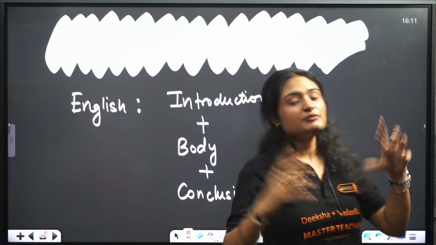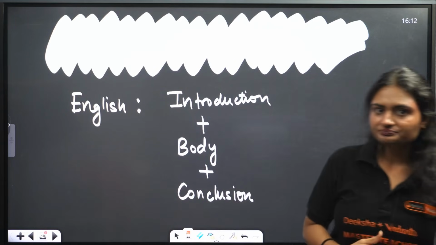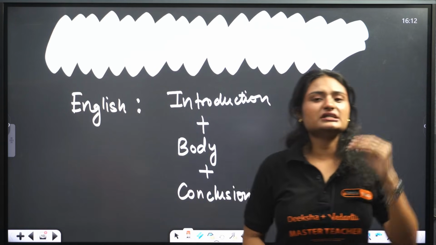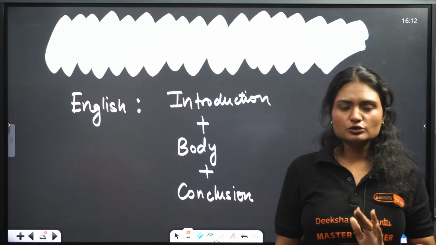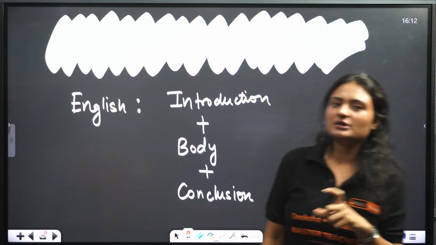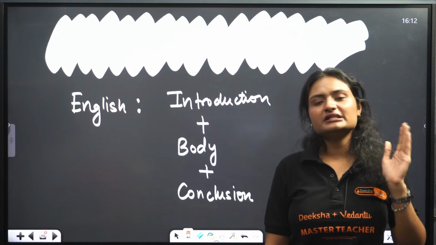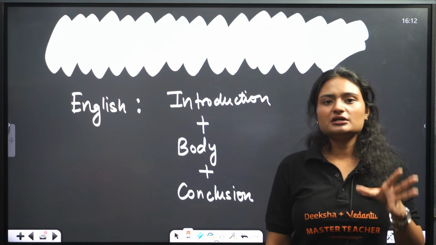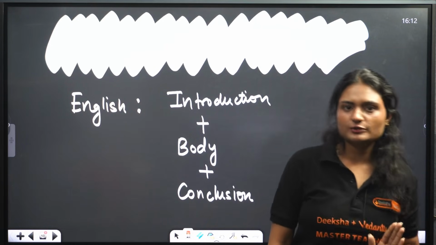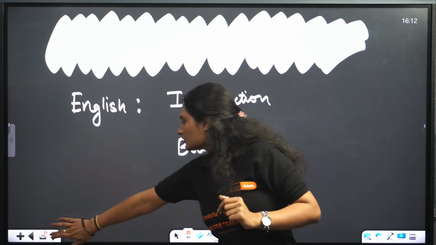In English, again similar to SST. If it's a paragraph question, write introduction, body and conclusion. But if it is a 3 marker or 5 marker, and you want to answer in bullet points, then again introduction, write 3 to 4 bullet points. For a 5 marker question, introduction, write 5 to 6 bullet points, and that is all.